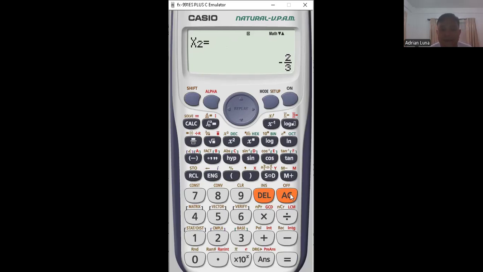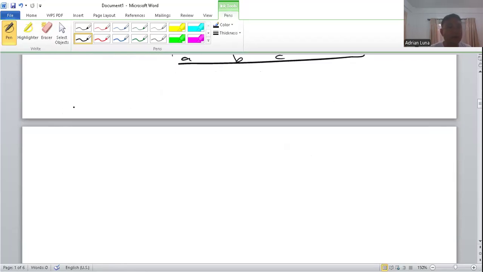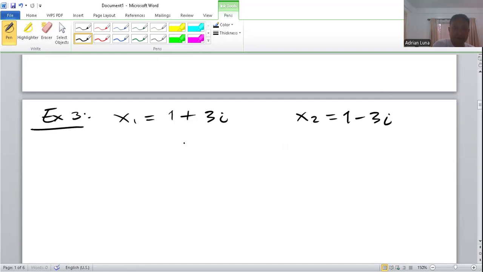Okay, so let's move to our next example. So yung first example is integer, yung given. Second example is naka-fraction. What if yung third example natin may imaginary? Example number 3, say x of 1 is equals to 1 plus 3i, and si x of 2 is equals to 1 minus 3i.